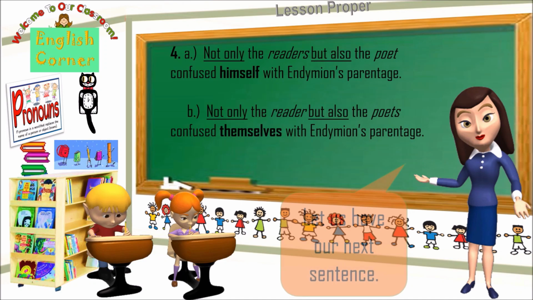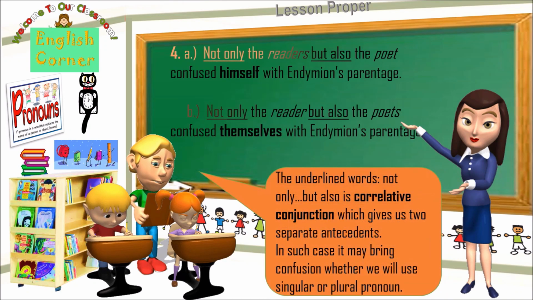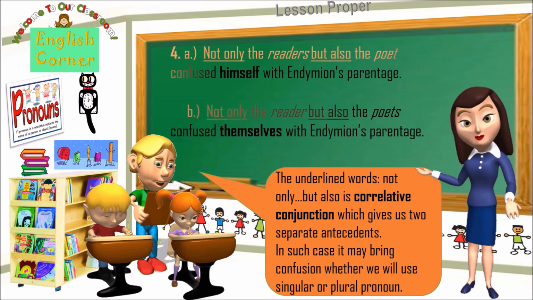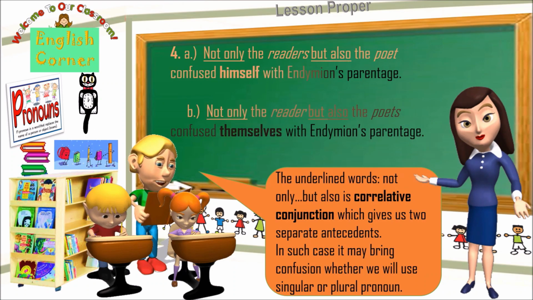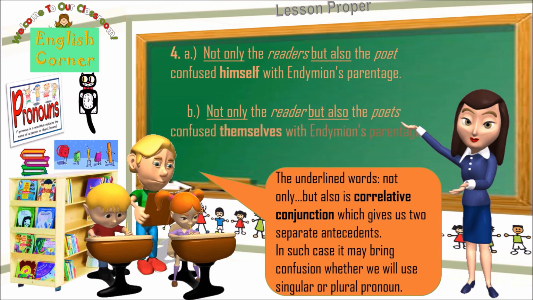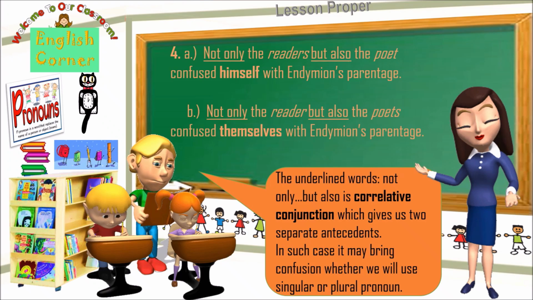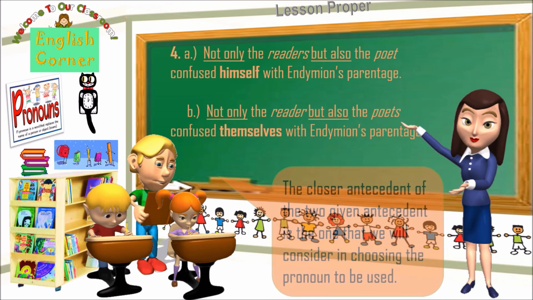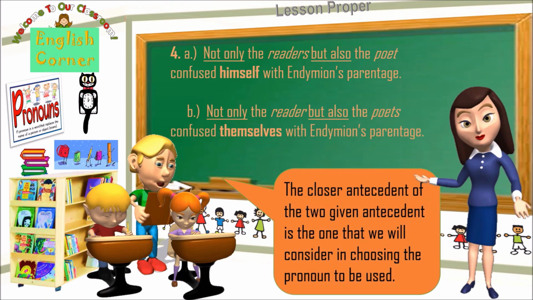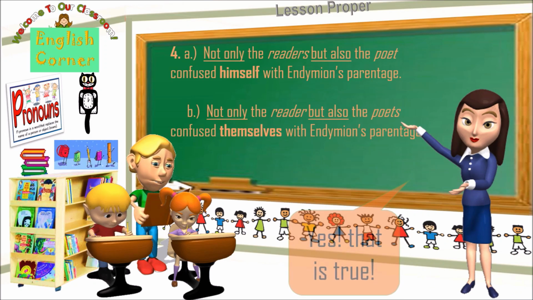Let us have our next sentence. The underlined words, "not only, but also," are a correlative conjunction which gives us two separate antecedents. In such cases, it may bring confusion whether we will use a singular or plural pronoun. The closer antecedent of the two given antecedents is the one that we will consider in choosing the pronoun to be used. Yes, that is true.